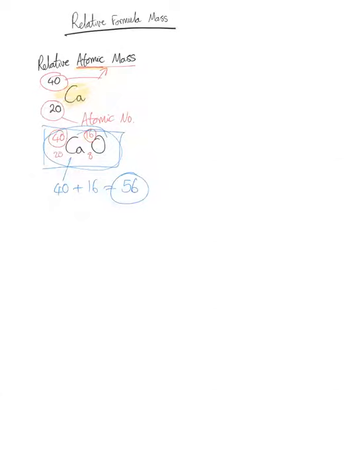I'm going to give you another example that's a bit harder this time. So this time we're going to look at calcium chloride. I'll pause your video now and try it yourself, and then we'll go through the answer. Now, first things to look for are the relative atomic masses. So, again, the relative atomic mass of calcium is 40. The relative atomic mass of chlorine is 35.5.